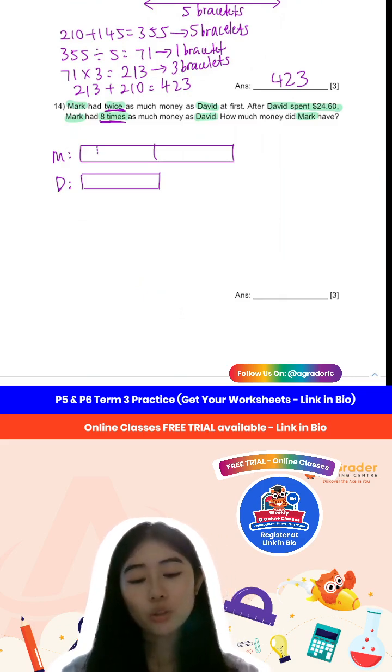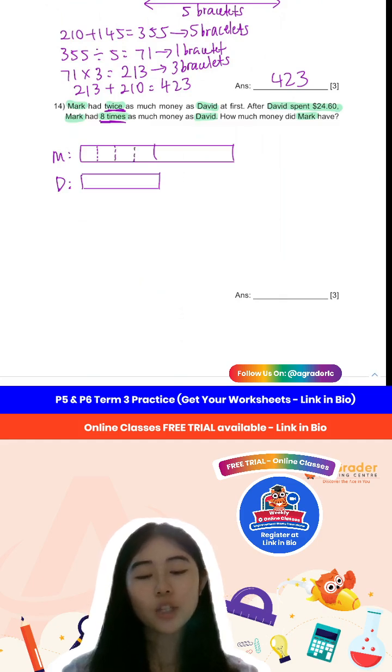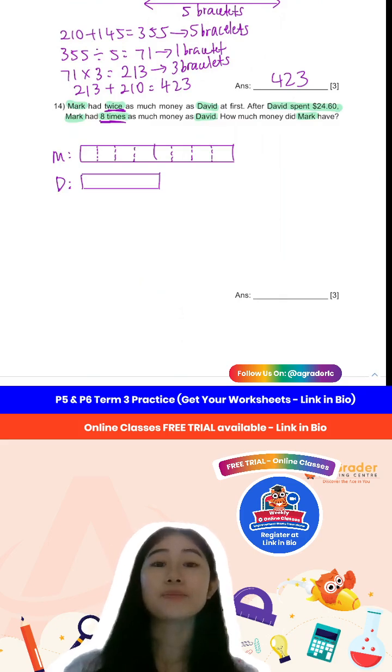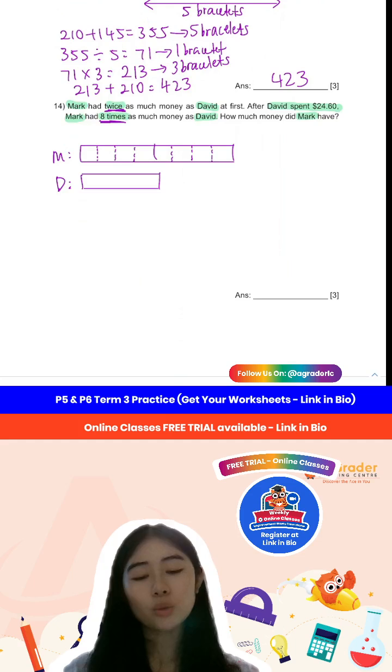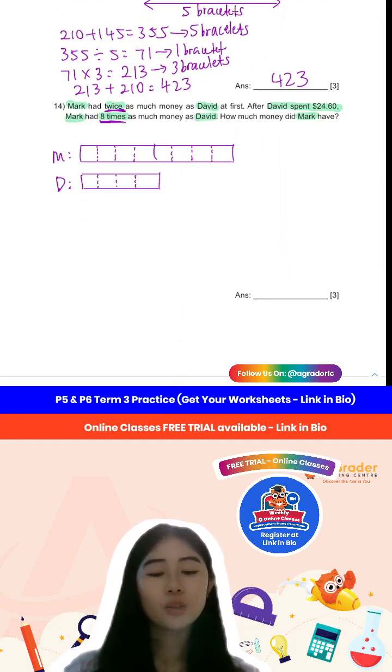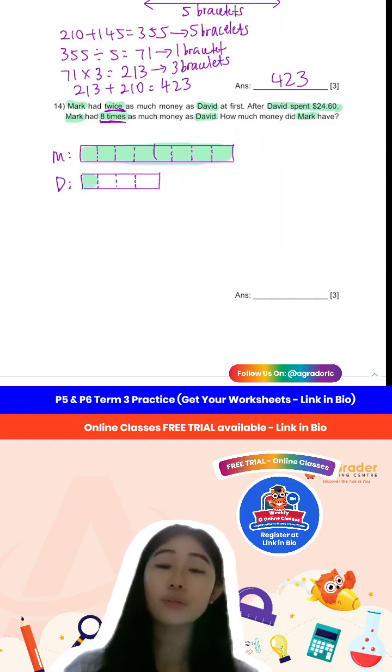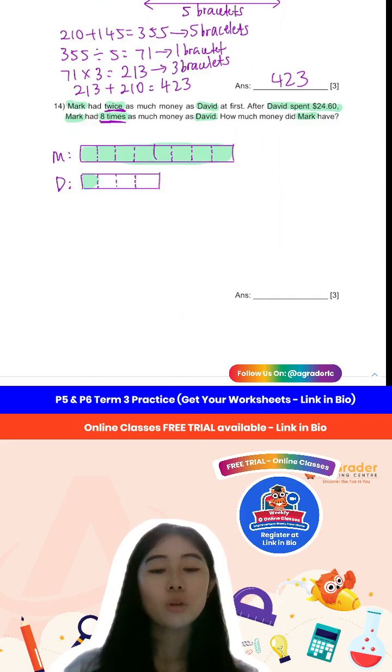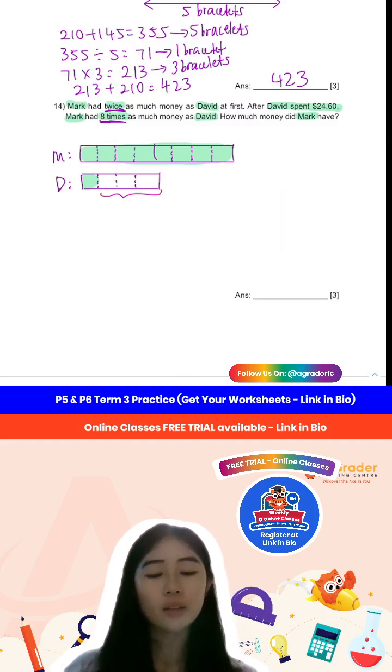Okay, so what you need to do is you need to split Mark's model such that Mark has 8 units, like this. So when you do that, you need to do the same thing for David. So now you can see that Mark has 8 units and then David is only supposed to have 1 unit left. So from the model, this means that David actually spent 3 units. So this 3 units that David spent is worth $24.60.